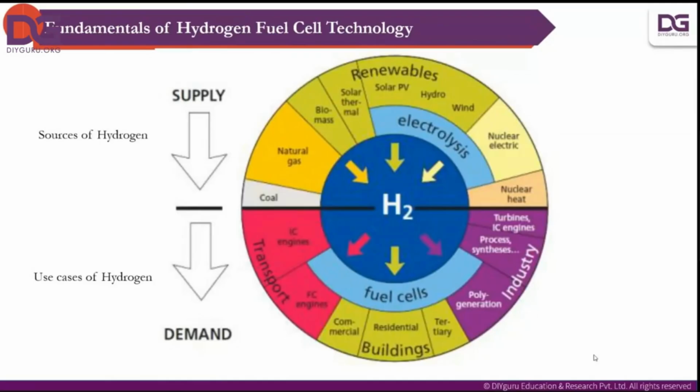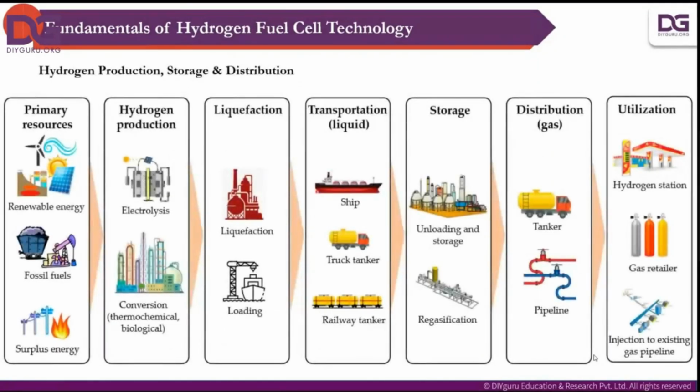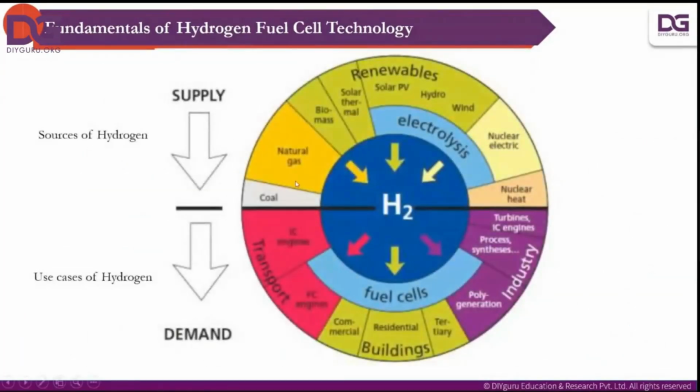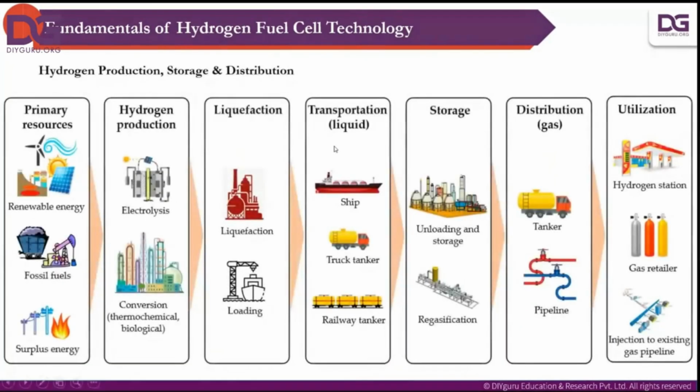Now let us see how hydrogen is produced. We have already seen the sources and the basic process. Now we will see how it is generated and how it is transported. We have seen the primary resources: we can generate it using renewable energy, or from fossil fuels like natural gas and coal, or from surplus energy, which is excess and not used. This can also be a source.